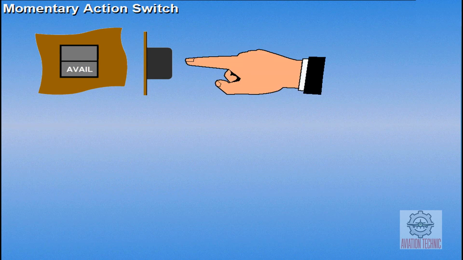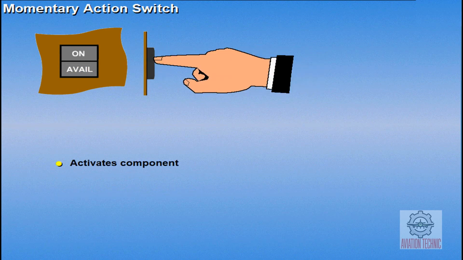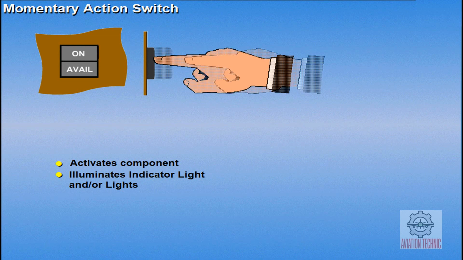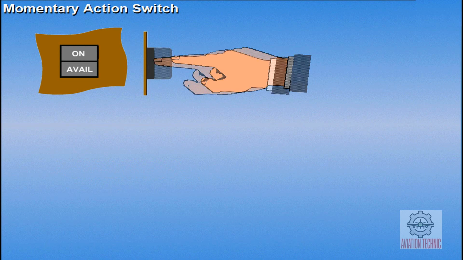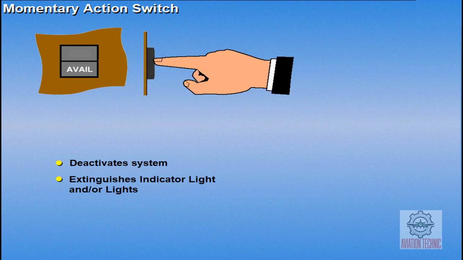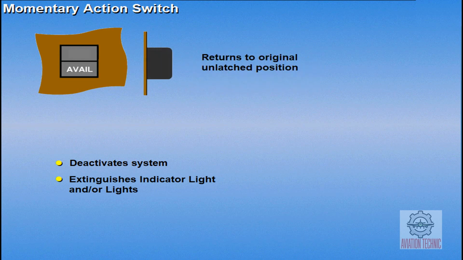Pressing a momentary action switch activates the respective system and usually illuminates an indicator light, which shows system status or response to switch movement. When released, the switch returns to the original unlatched position. Pressing the switch again deactivates the system and extinguishes the indicator light or lights. When released, the switch returns to the unlatched position.